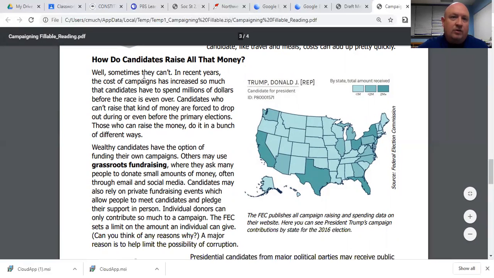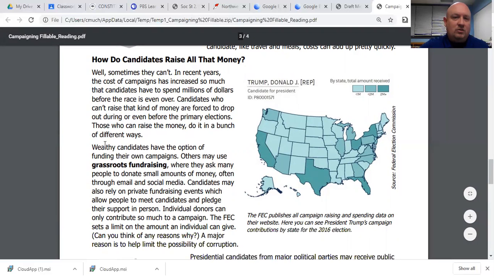All right, so now, how do candidates raise all that money? Well, sometimes they can't. In recent years, the cost of campaigns has increased so much that candidates have to spend millions of dollars before the race is even over. Candidates who can't raise that kind of money are forced to drop out during or even before the primary elections.